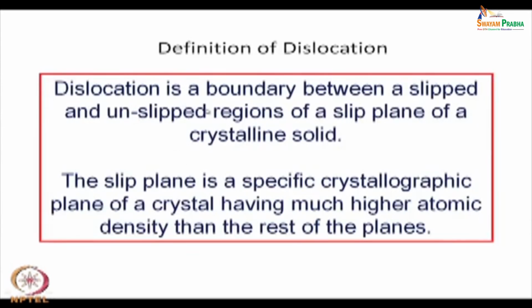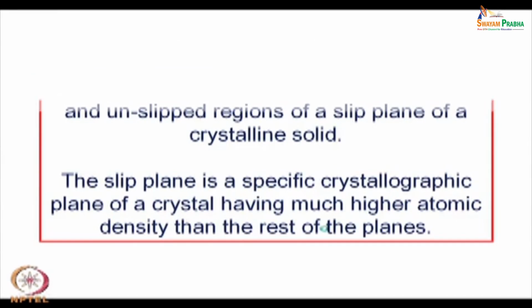Now, coming back to the description or definition of a dislocation. Dislocation is a boundary between slipped and unslipped regions. There will always be slipped and unslipped regions, because you are talking of deformation, and that slippage is taking place on the slip plane. So, we have discussed that the slip plane is a specific crystallographic plane of a crystal having much higher atomic density than the rest of the planes.